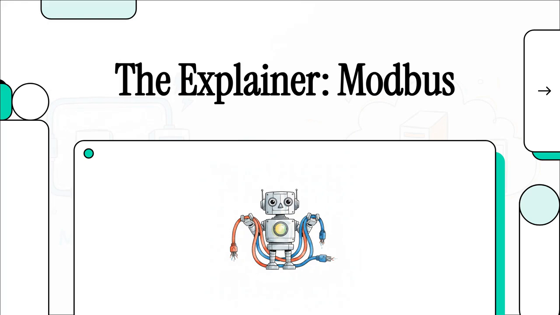All right, let's talk about how factories actually work. Ever wondered how all those complex machines, robots, and sensors all coordinate with each other? Well, the secret is a universal language called Modbus. And today, we're diving deep into its two most popular flavors, the classic rugged RTU and the modern lightning-fast TCP. This is going to be fun.